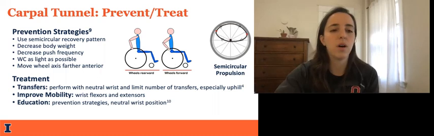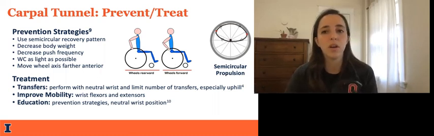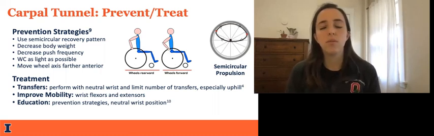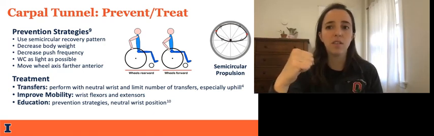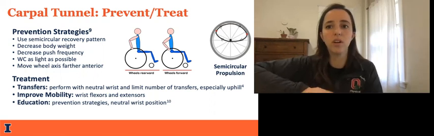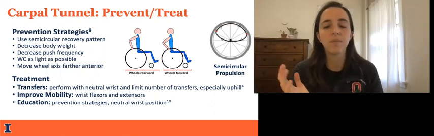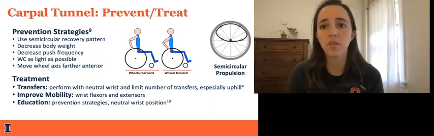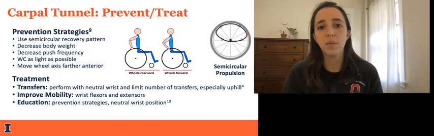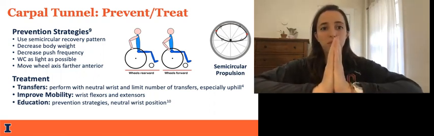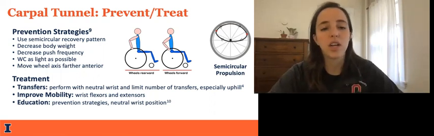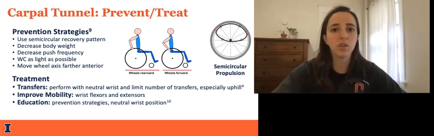So some treatment strategies, especially in the acute phase, might be to perform neutral wrist transfers. So instead of transferring with a flat wrist like this, when you're getting a lot of extension, if they can, make a fist and then push off of that fist, so you're getting a neutral wrist position and you're not loading in extreme extension. Another strategy could be to limit the number of transfers, especially uphill transfers. So you try to get them as level as possible. Improve mobility of the wrist flexors and extensors, but without obviously stretching super hard into something that's pathological. Education, definitely, what we talked about before, educating your patients on prevention strategies, and that neutral wrist position is going to be really helpful.